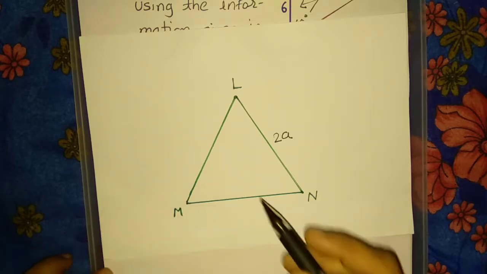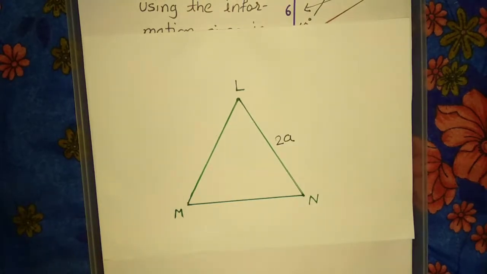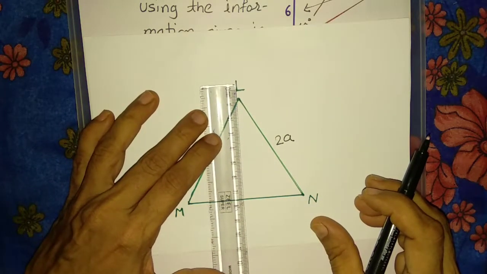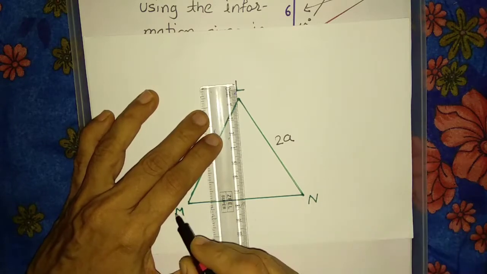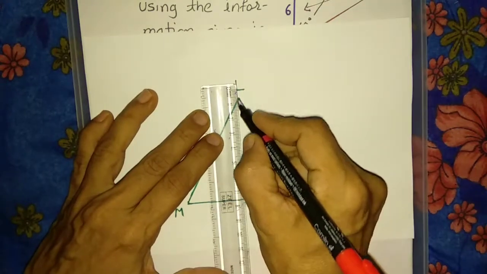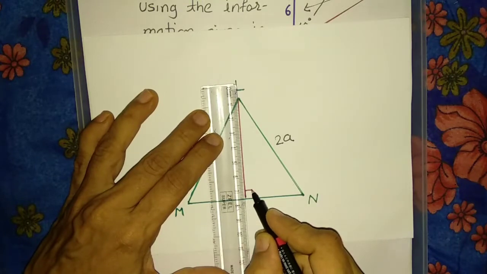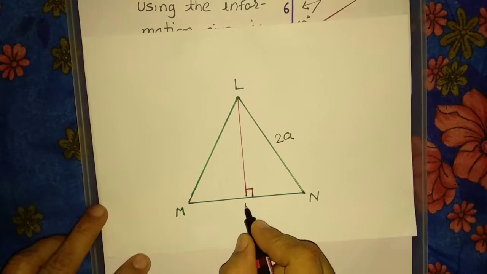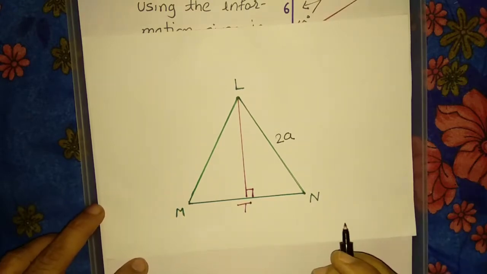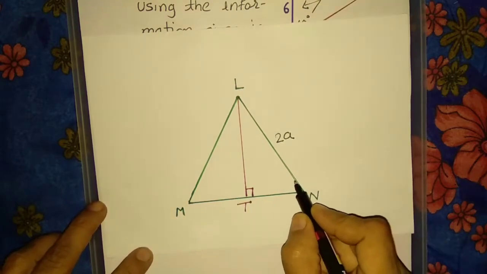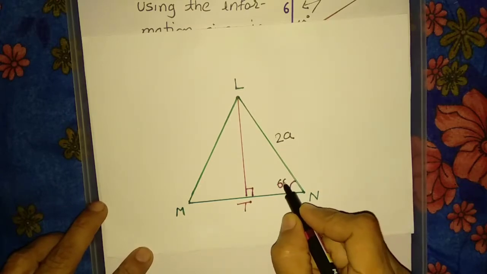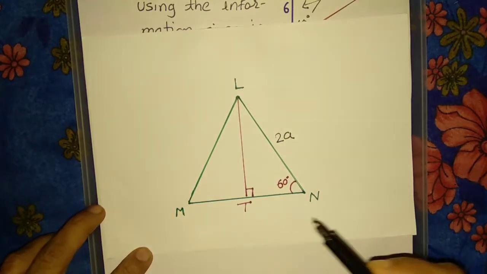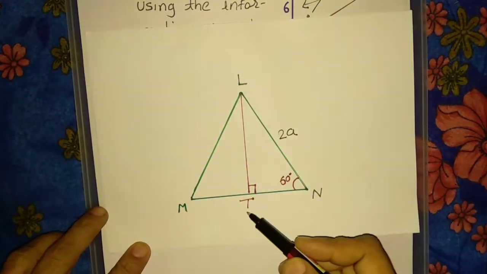We have to find height of this triangle. For that, we will draw perpendicular from L on MN, which is LT. Angle N is of 60 degree. And to find out height LT, we will take triangle LTN.